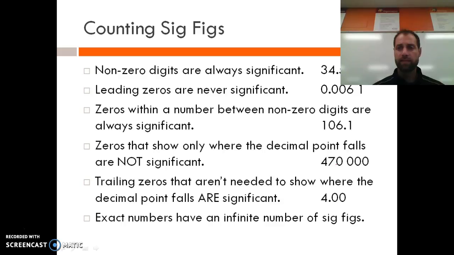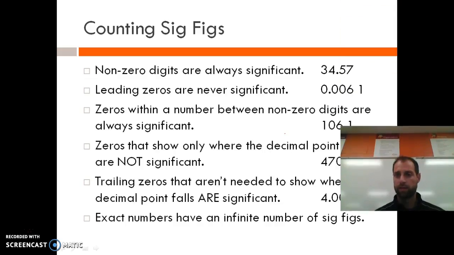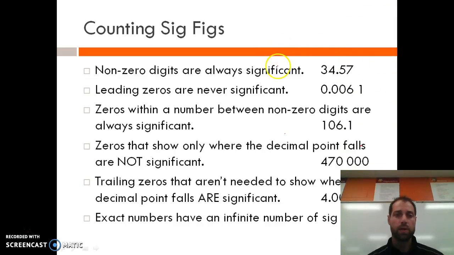When we're counting sig figs, and I'll get rid of my picture for a moment up here, non-zero digits are always significant. So in 34.57, all four of these digits are significant. Our second rule is that leading zeros are never significant.